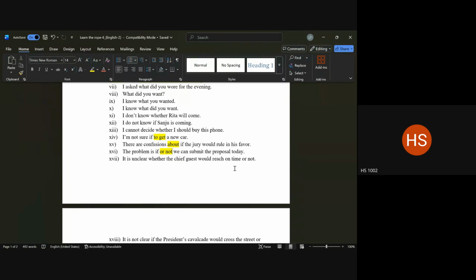If "or not" is towards the center, bridging the subordinate clause and the other part, then it has to be always whether or not. These are the three conditions in the usage of if and whether.